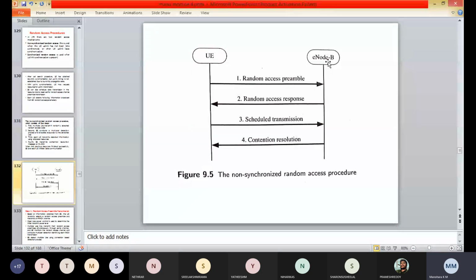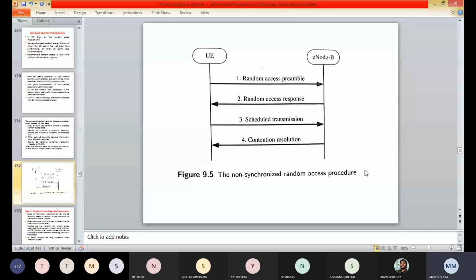So here the eNode B also calculates the timing correlation for the uplink transmission. Coming to the second step, that is the random access response. Here, if a random access attempt is detected, the eNode B will transmit the corresponding random access response on the downlink shared channel, which will contain the identity of the detected preamble, the timing correlation for the uplink transmission, and a temporary identity for the transmission in the following steps, and an initial uplink resource grant.